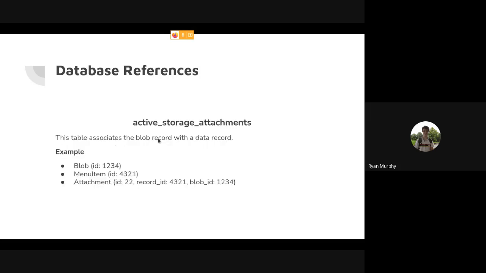And then the attachments table is what's used to associate that blob with other data items. So if you have a blob with ID 1234, you have another record, say a menu item, with an ID of 4321. The attachment is just a record to link those two together. So say we look at this menu item later, we can see what attachments it has, and use that as an easy reference point.